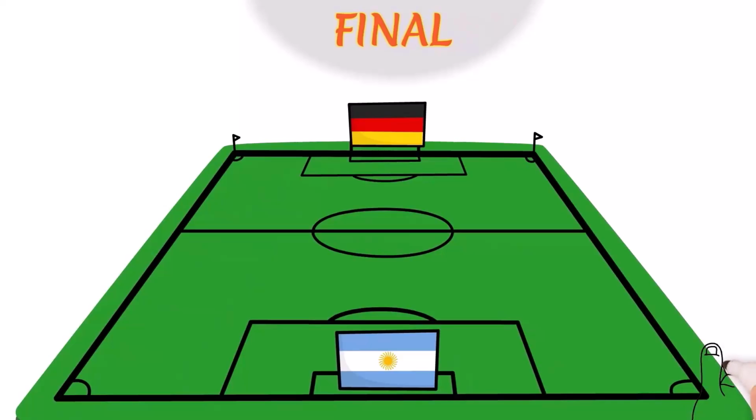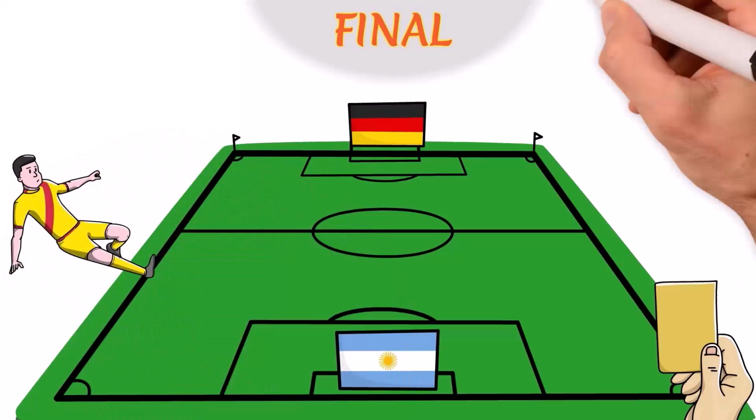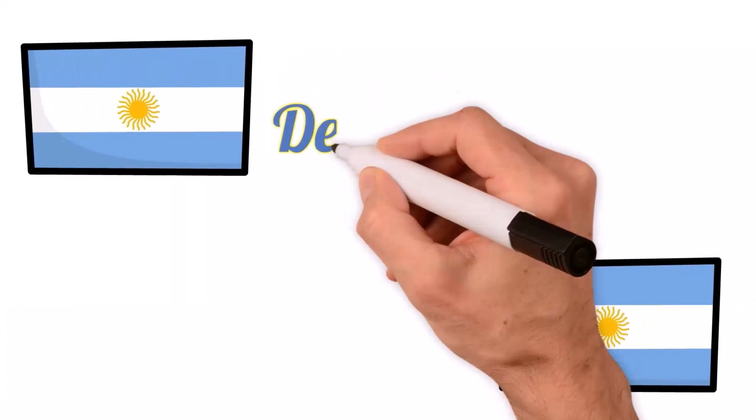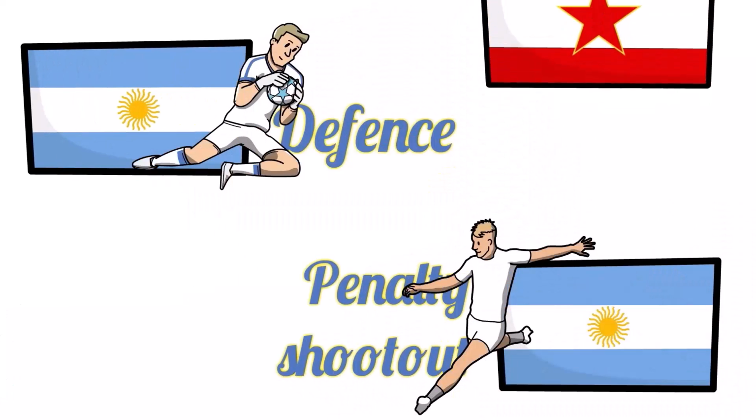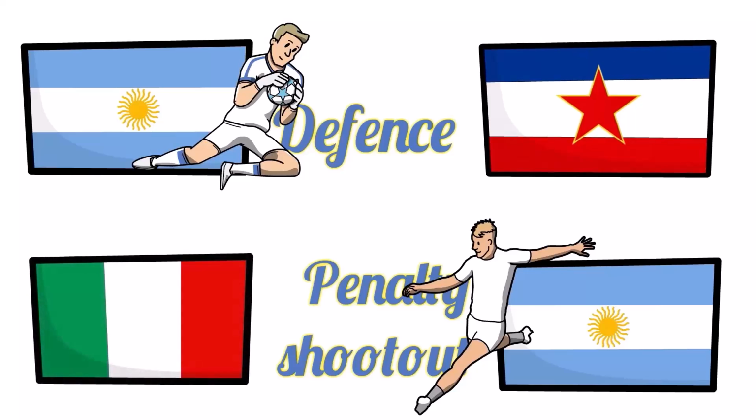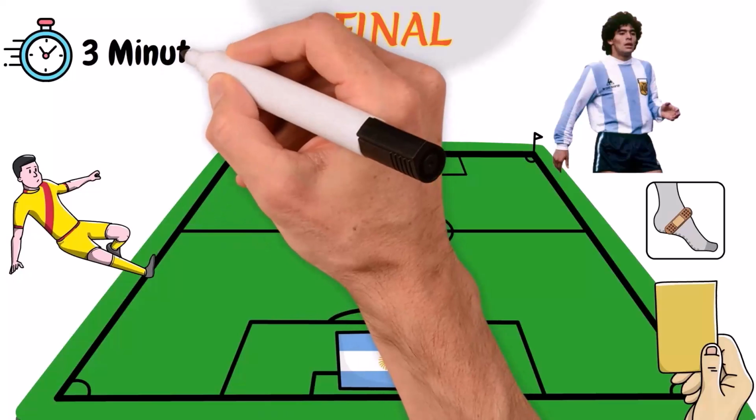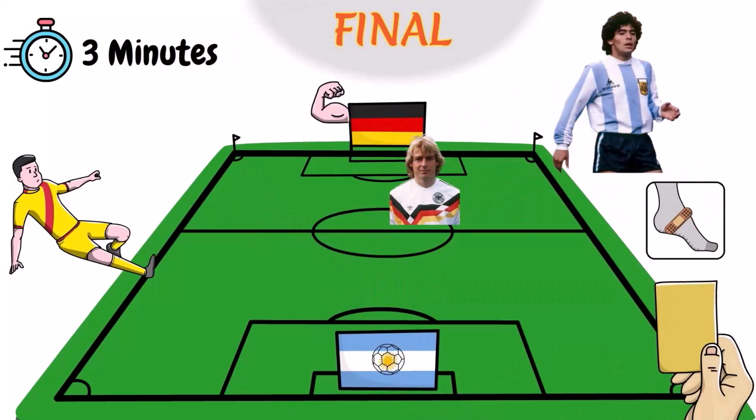From the start, it was cynical and ill-tempered. Fouls and dives plagued the game. Argentina was an aging side and Maradona was carrying an ankle injury. They made it to the final through a tough defence and penalty shootout wins over Yugoslavia and Italy. Germany dominated the game. Matthäus had the best chance of the first half just 3 minutes into the game. He hit the ball over the bar from close range.